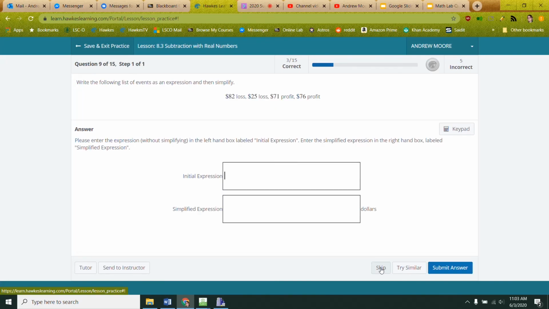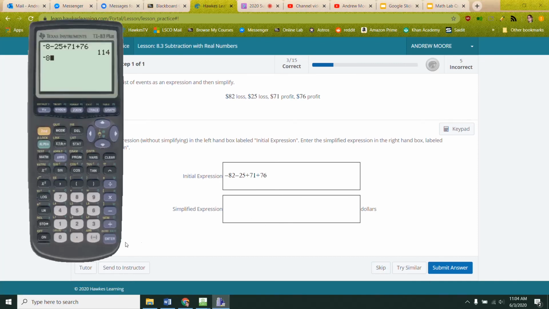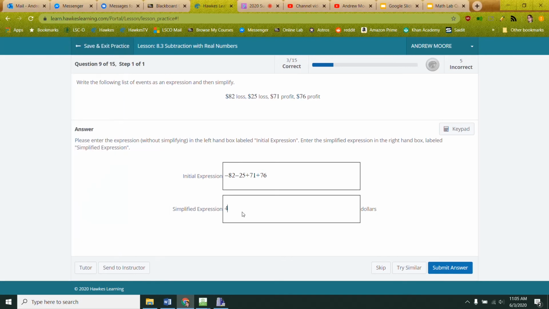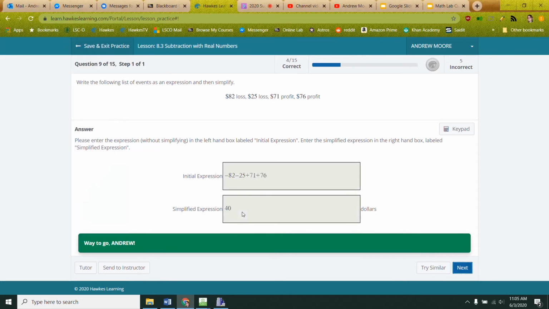When you're doing these, the initial expression is just how the problem would look before you solved it. And so your simplified answer would just be what it would add up to be. So that adds up to be 40.